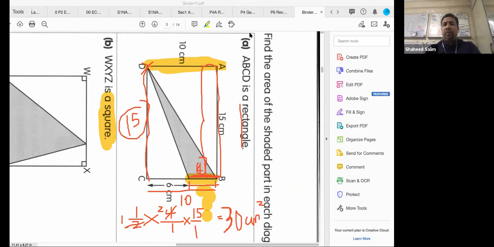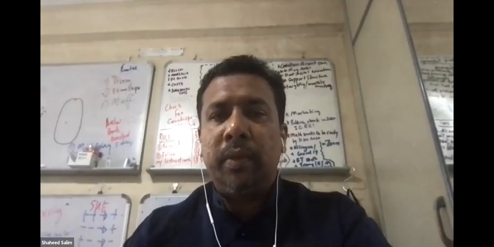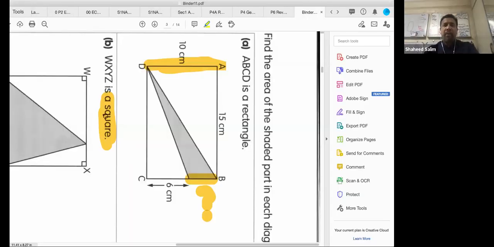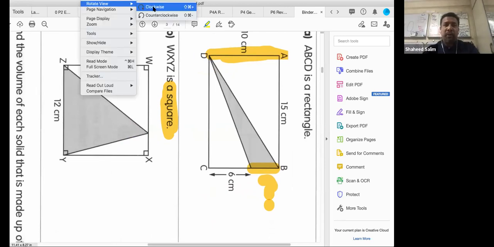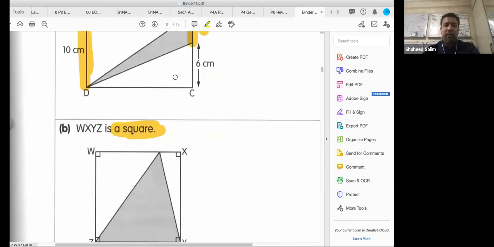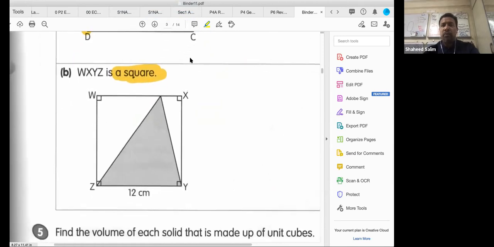So now, okay, we will try again. Now down here. This is a square. Okay, now I'll put it back. Square, rotate view. Okay, you try this one. This one can do. Let us see who has sent me the answers.